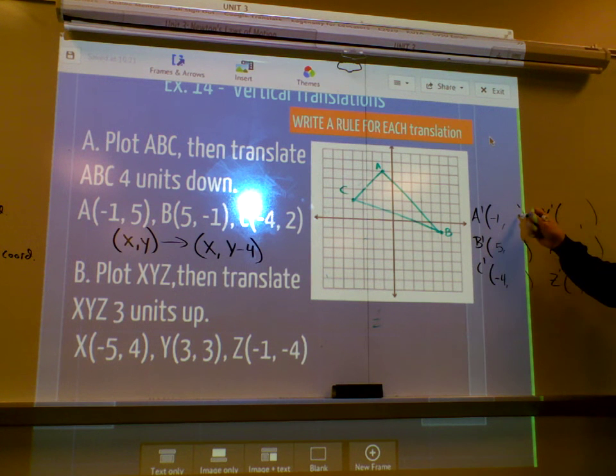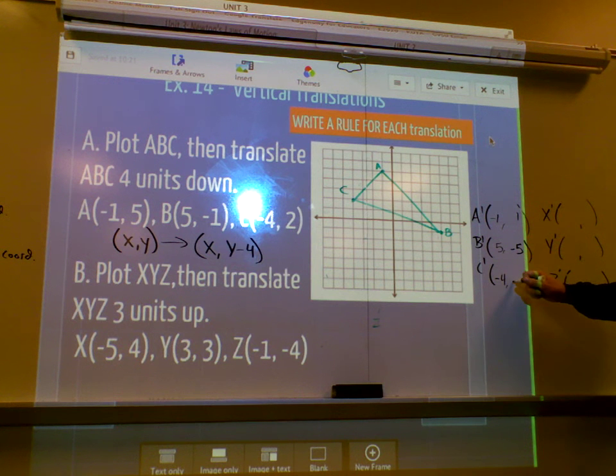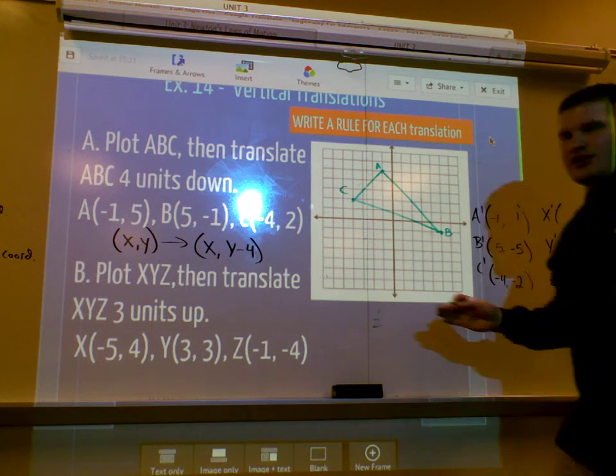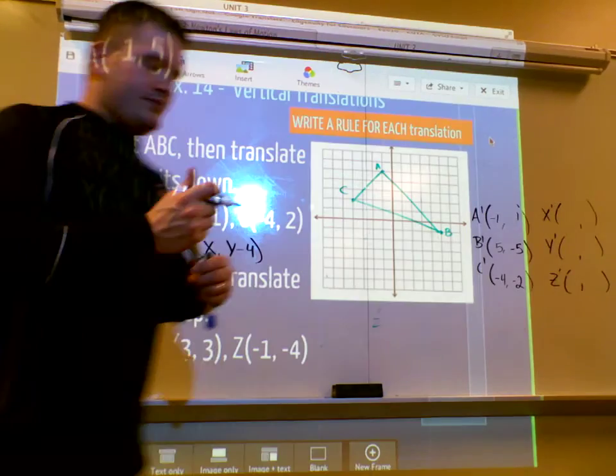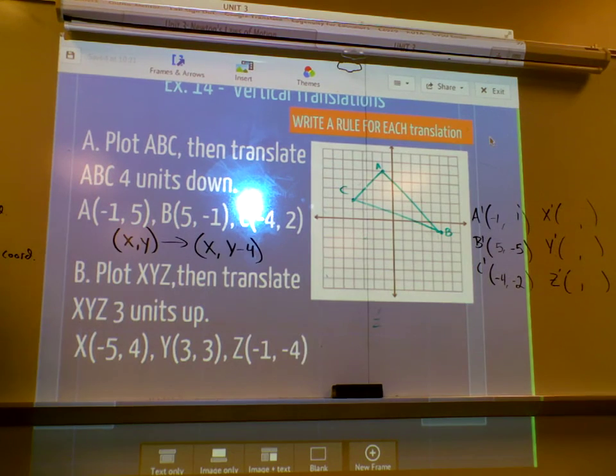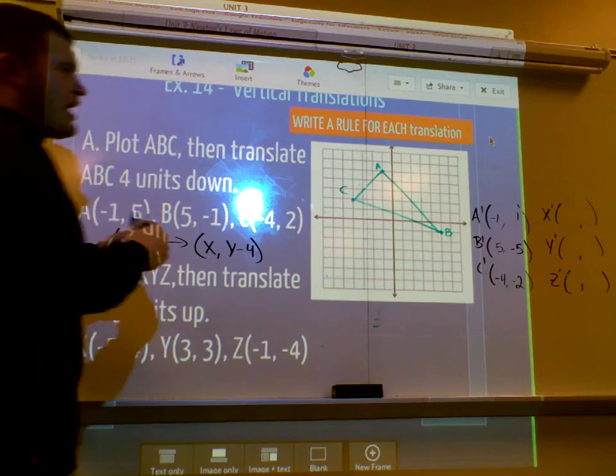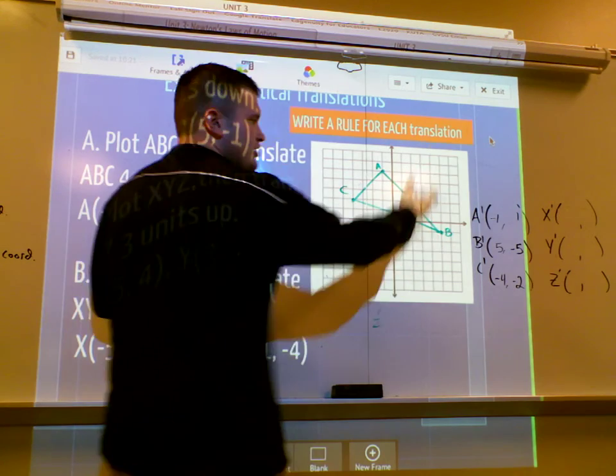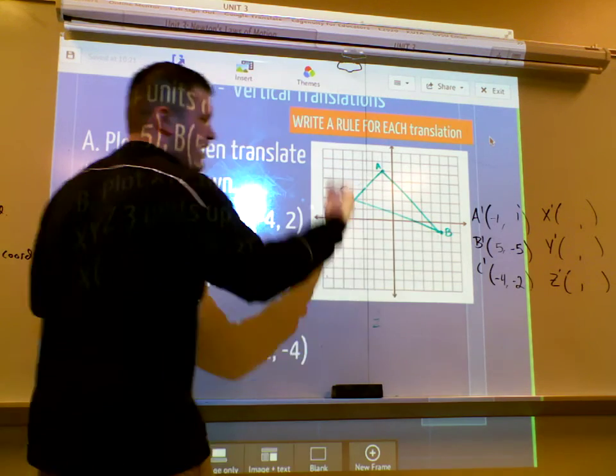5 minus 4 is 1. Right? Negative 1 minus 4 is negative 5. Good. 2 minus 4 is negative 2. So those are my image coordinates, right? I could plot those, or I could just count. Either way, I should end up with negative 1, 1, 5, negative 5, and negative 4, negative 2.